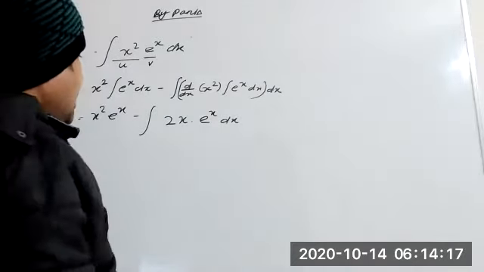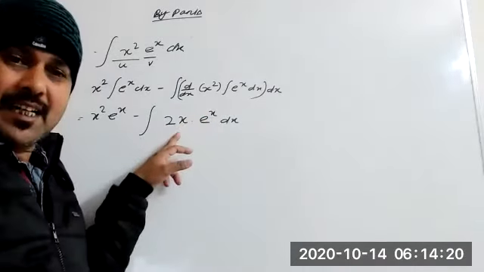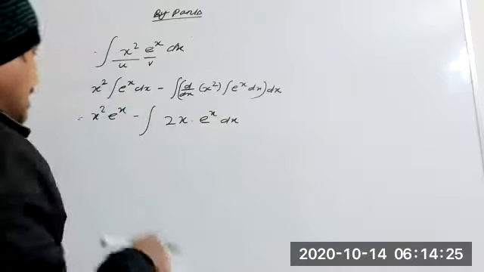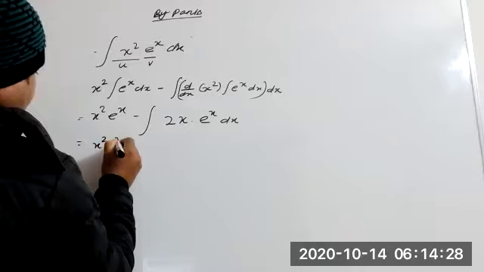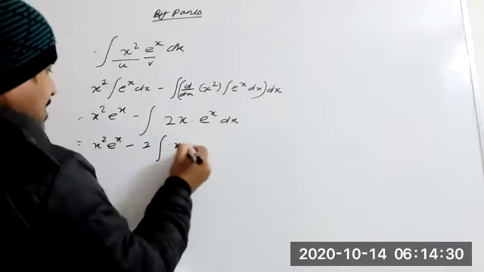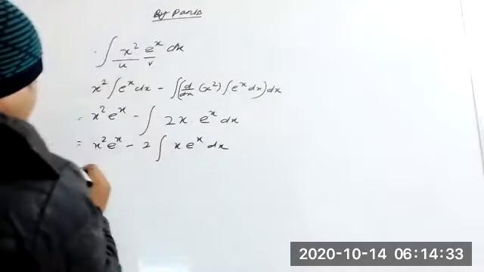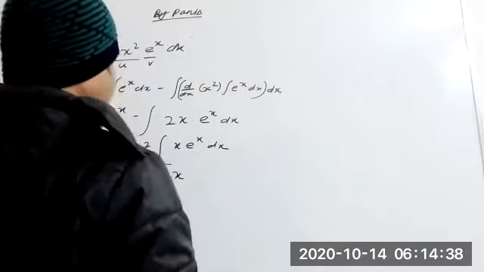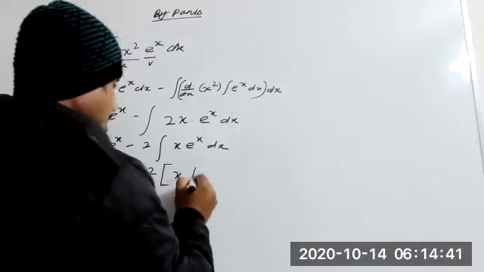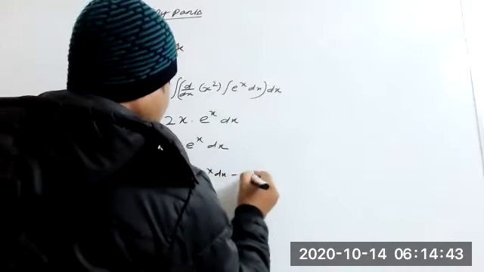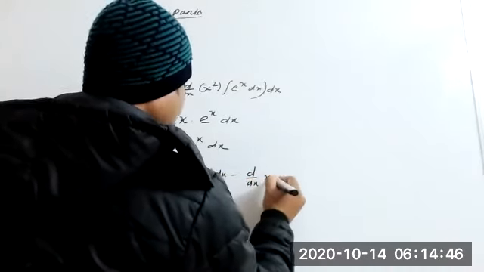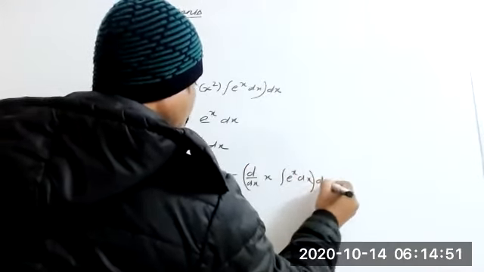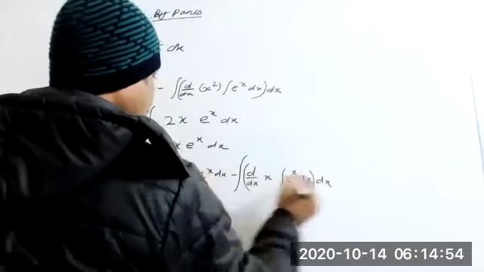Right, so here x square gives 2x. Then x square e to the x minus 2 into x e to the x dx. Then x square e to the x minus 2x into, by parts, integration of e to the x dx minus d by dx of x into integration of e to the x dx, whole dx, right?